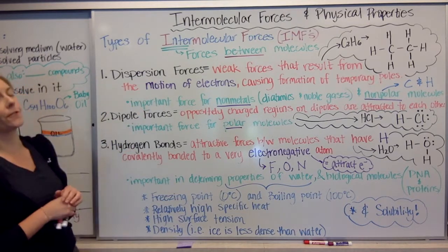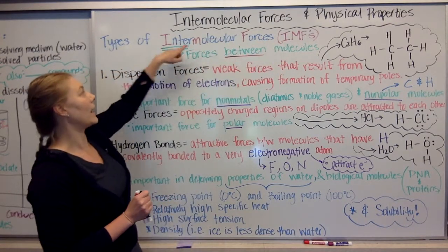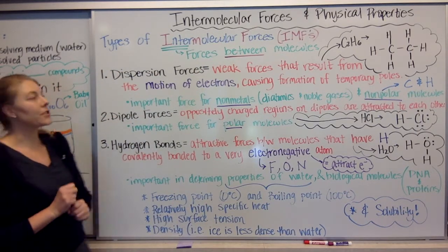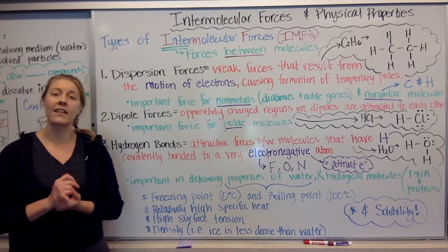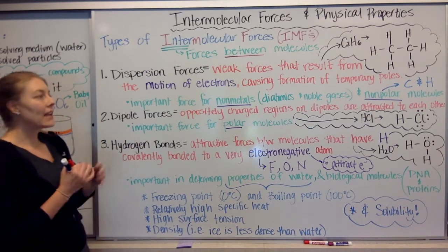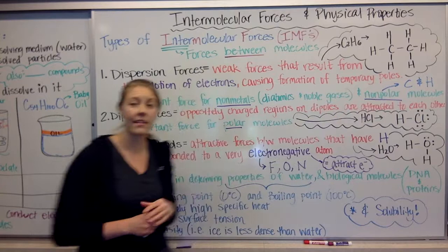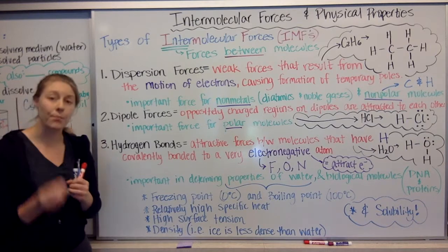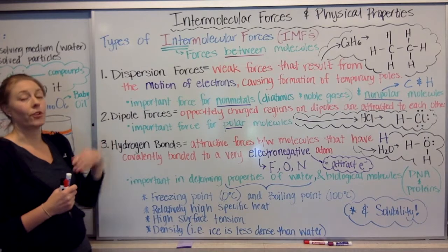So let's start with the first kind of intermolecular force, and we call these IMFs. So we're going to look at dispersion forces. Now, dispersion forces are weak forces, all right? So we're going to talk about some stronger forces. These are weak forces. And they result because electrons are always in motion, right? They're moving around. And even though this is typical for non-polar molecules, even though the electrons are evenly distributed, they will move around and they'll cause temporary poles to form, okay? I said this is important for non-polar molecules.